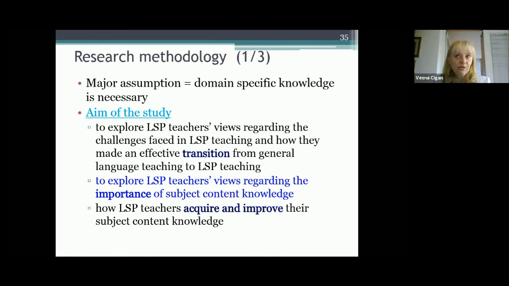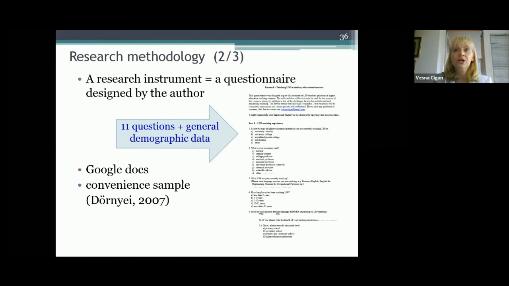So the aim of the study was to explore LSP teachers' views regarding the challenges they faced in LSP teaching and how they made an effective transition from general language teaching to LSP teaching. Second, the aim was to explore LSP teachers' views regarding the importance of subject content knowledge and how LSP teachers acquire and improve their subject content knowledge. The research instrument used was a questionnaire I designed based on my teaching experience and driven by a wish to examine LSP teachers' views and experiences.